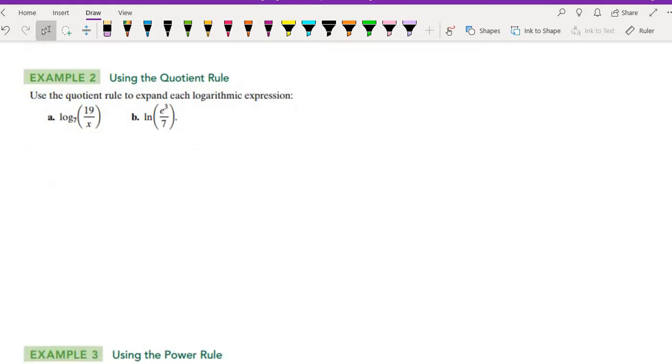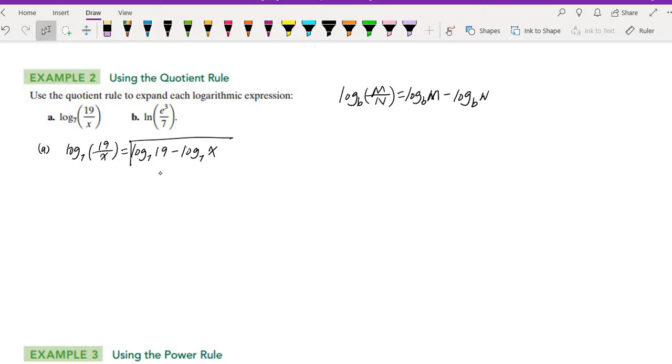Example 2, use the quotient rule. Alright guys, I just wrote down the quotient rule on the right hand side really quick. Hopefully that helps you. That's my quotient rule, and the dividing is just going to be minus. Let's go ahead, part A. We have log 7 of 19 over x. Since we have dividing, we're just going to have log 7 of 19, and we're going to subtract log 7 of x. Then you look if you can simplify. In this case, there's nothing I can do. That is my final answer.